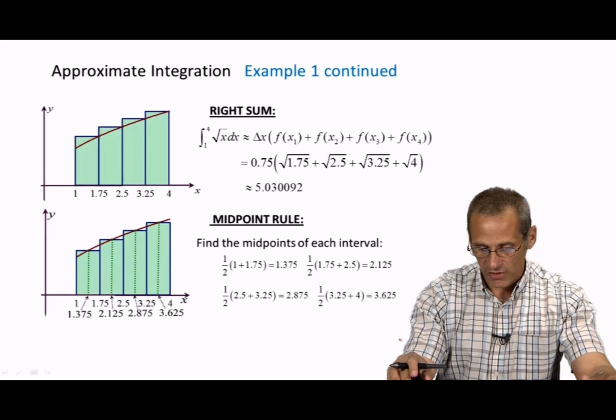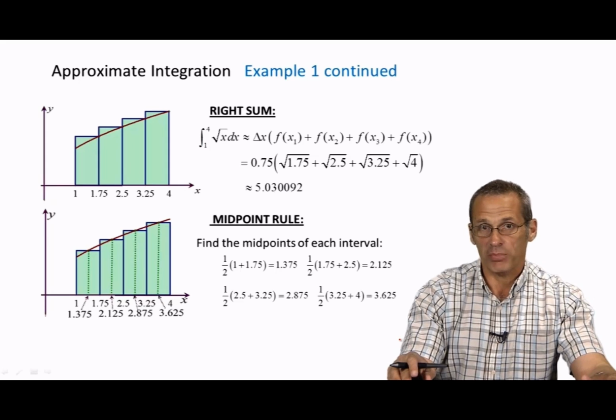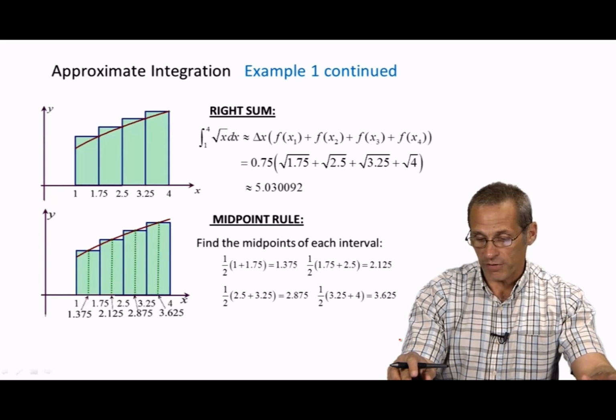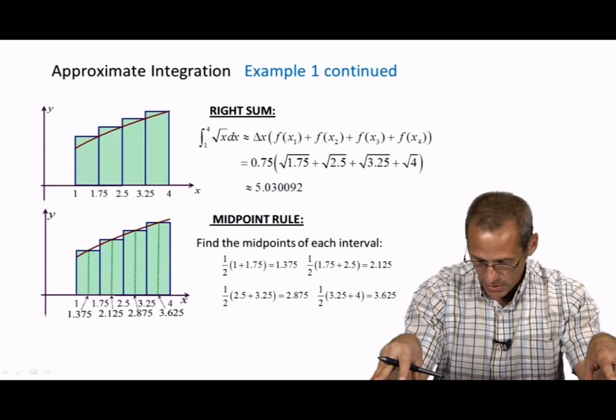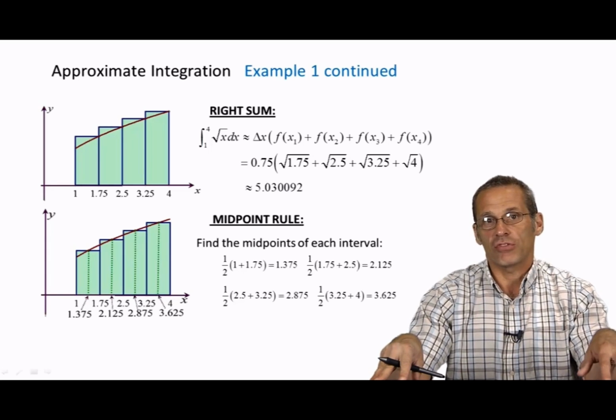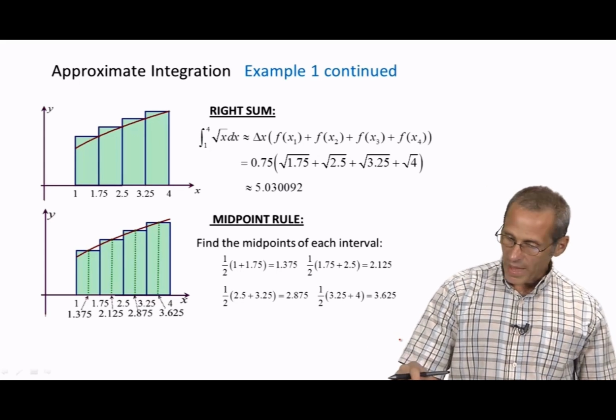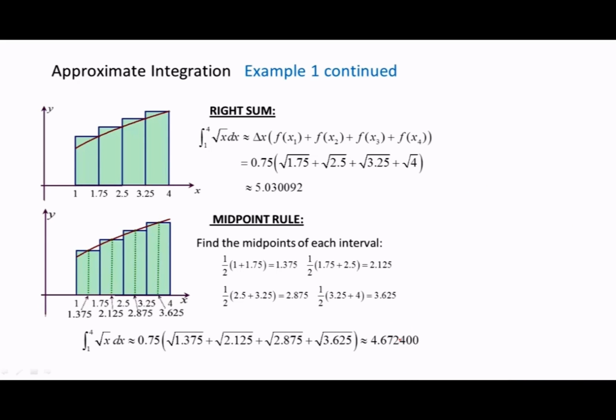The second way to evaluate these midpoints is to find the very first midpoint, 1.375, and then add delta x to it. 1.375 plus 0.75 is 2.125. Add another delta x to that. 2.125 plus 0.75 is 2.875. Add another delta x to that. 2.875 plus 0.75 is 3.625. Once we have the midpoints, we can then evaluate using the midpoint rule by taking delta x, 0.75, and evaluate the function at the 4 midpoints. The result is 4.672400.